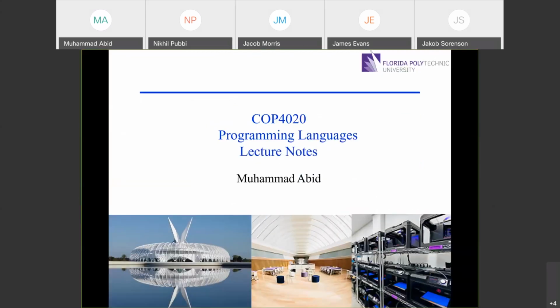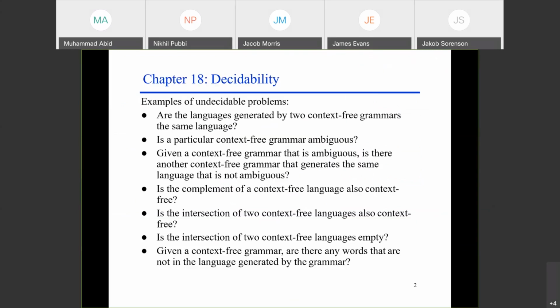Now let's start chapter 18. The main thing you guys have done, and this is a very easy chapter. Chapter 19 is also important, very important. So decidability. Now we will cover decidability. We have some examples of undecidable problems.